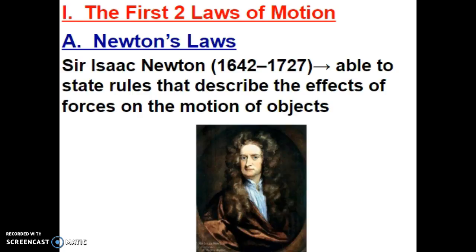Since we know now the basics of motion, forces and acceleration from our last chapter, we can now do a little bit more application to see how motion applies in the real world. Of course, Newton's laws were developed by Sir Isaac Newton. Using math that was fairly advanced for the day, he was able to state rules that describe the effects of forces on the motion of objects.